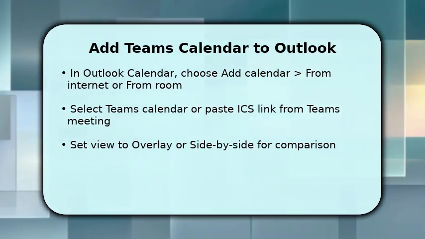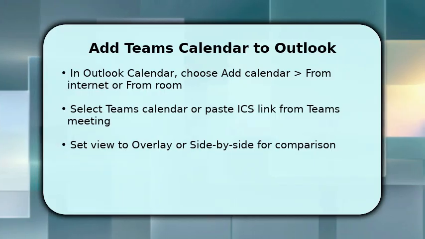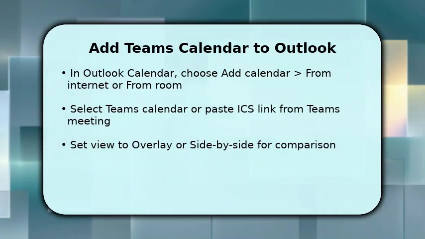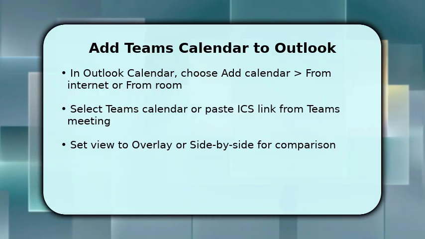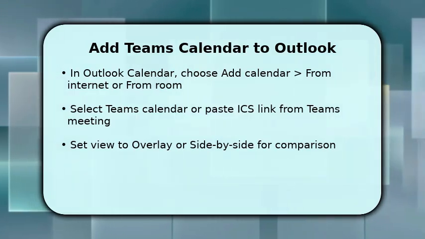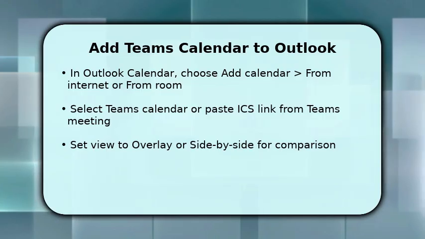If it's a meeting link, paste the ICS URL. Make sure you choose Overlay View to merge or side-by-side to compare. This step links availability and ensures you see Teams events with Outlook.